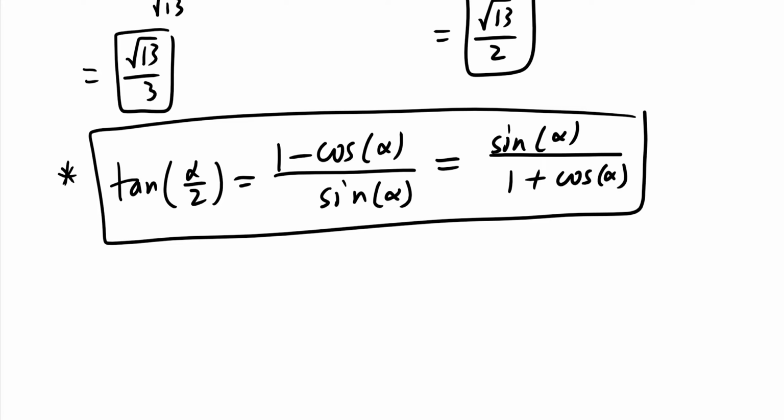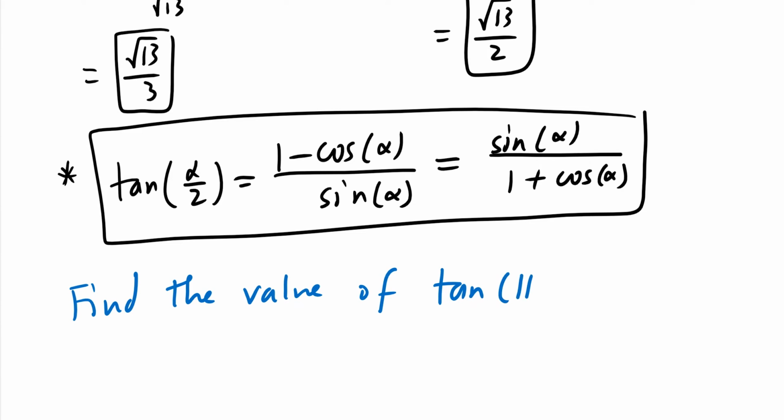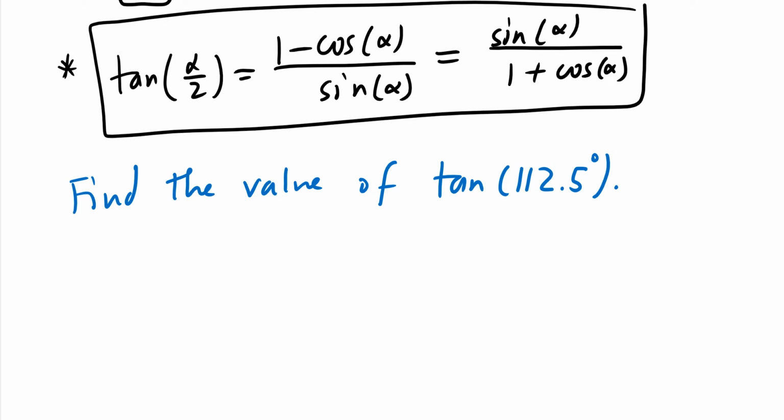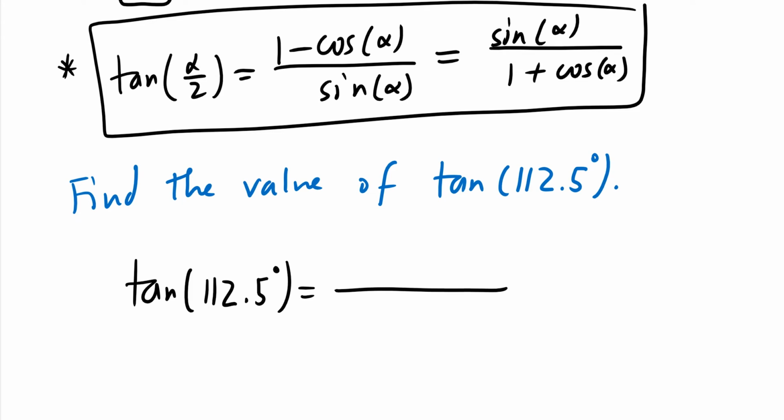How do we apply it? Find the exact value of tangent 112.5 degrees. What is the value for this? So tangent 112.5 degrees equals, you can use either one of them. Well, first thing, what is alpha here? If you match this with alpha over 2, alpha over 2 is 112.5. Cross multiply, alpha is double this, that's 225.